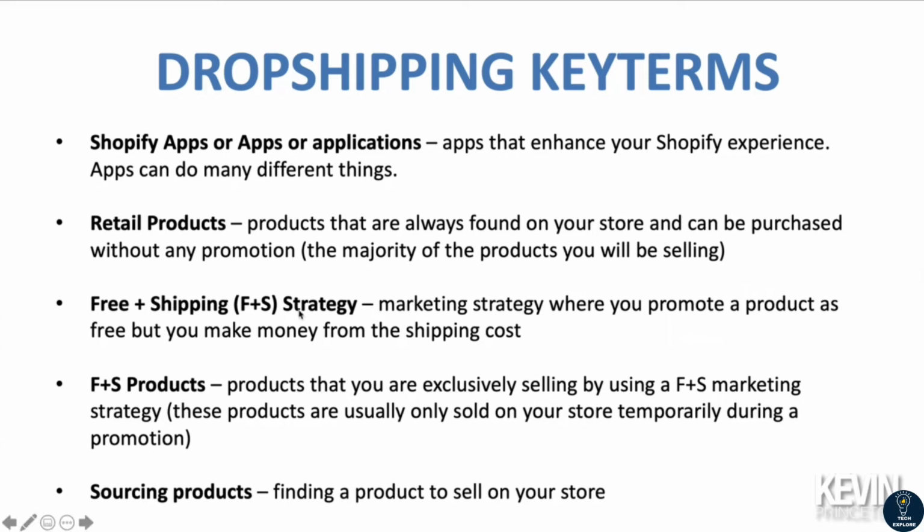Free plus shipping strategy, the F plus S strategy. It's a marketing strategy where you promote a product as free, but you make money on the shipping cost. Let me give you an example. Let's say there's a product, maybe a necklace, that you can buy on AliExpress and ship to the customer for only $5. Then to implement this strategy, you'll market that product as free through a Facebook ad. People will get excited. They'll try to buy that product. But you'll add shipping to the cost of that product for $10, even though the product is only $5 to buy and ship altogether.